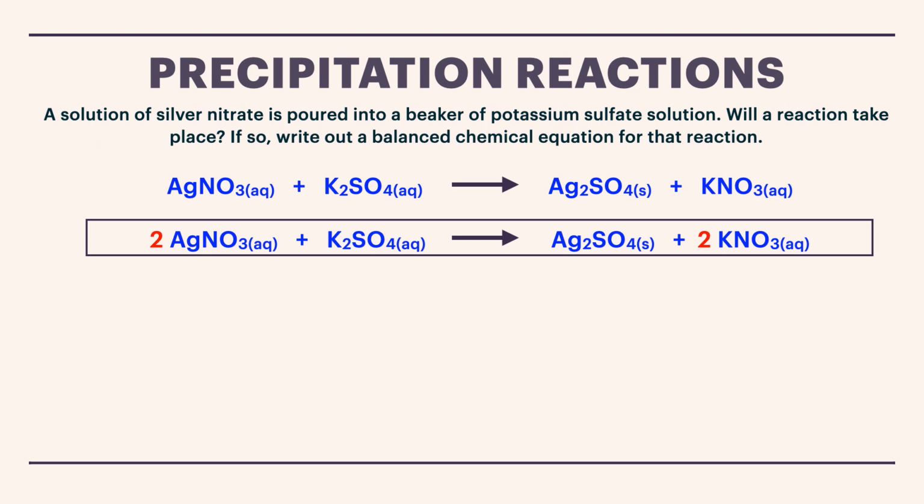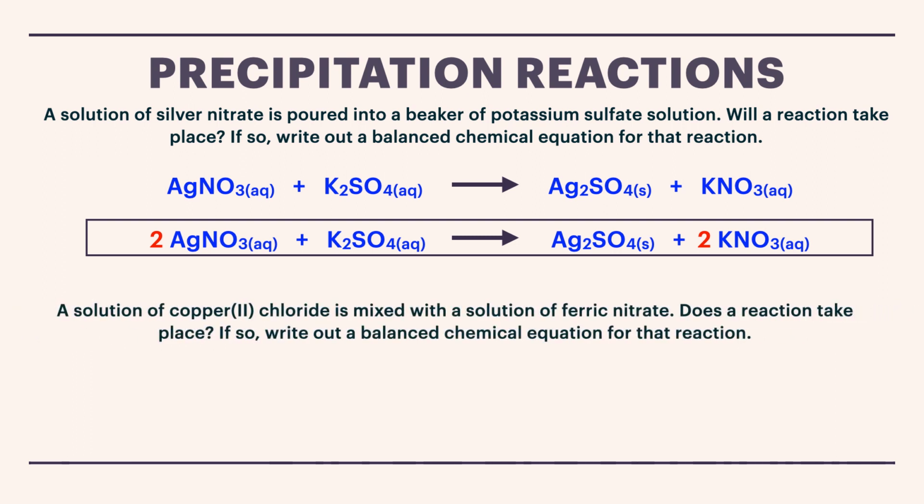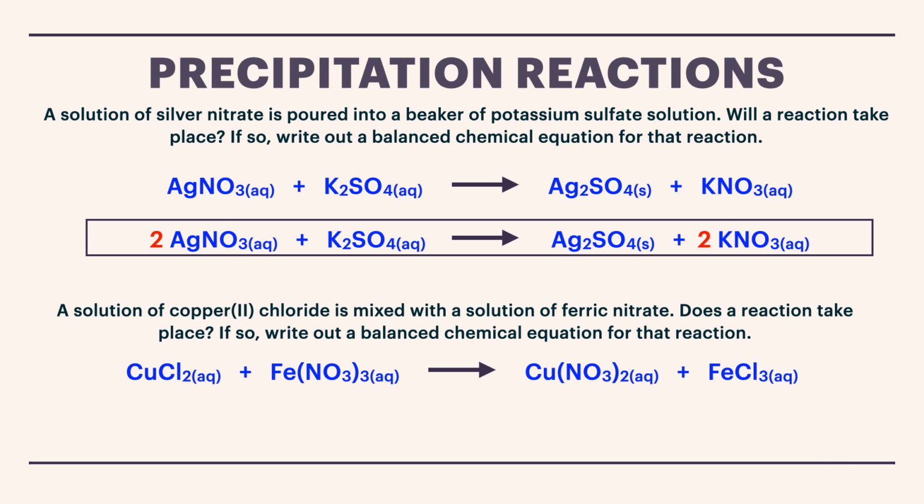Let's look at a second example of a potential precipitation reaction. So we've got copper chloride solution mixed with a ferric nitrate solution. I have to decide whether a reaction happened and then write out a balanced equation. So copper 2 chloride: copper 2 is 2 plus, chloride is a halogen, 1 minus. There's my correct formula, CuCl2, it's a solution, AQ. Ferric, I know, is 3 plus, nitrate is a polyatomic, it's 1 minus. There's my correct formula, Fe(NO3)3, it's a solution, AQ.